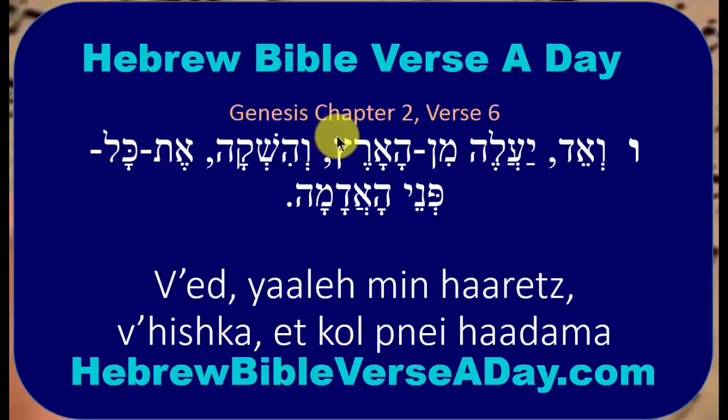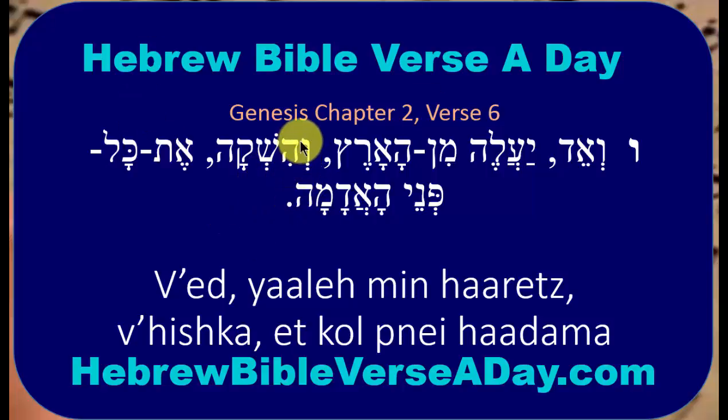Tzadi has a kind of a ts or a tz sound in English. So it's tz, a bit like when you hit a cymbal, I guess. And that joins together with the reish because there's no vowels around the tzadi. So we've got ha, a, re, ts, ha'aretz. Ve'ed ya'aleh min ha'aretz. Ha'aretz. Now because it's a bit of a short verse today, we'll just go a couple of more words in.